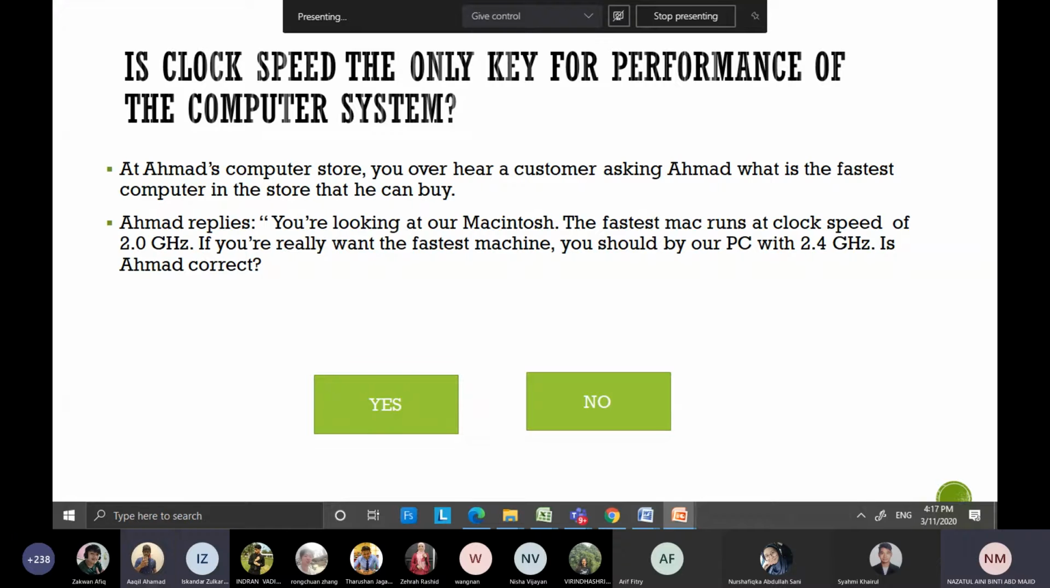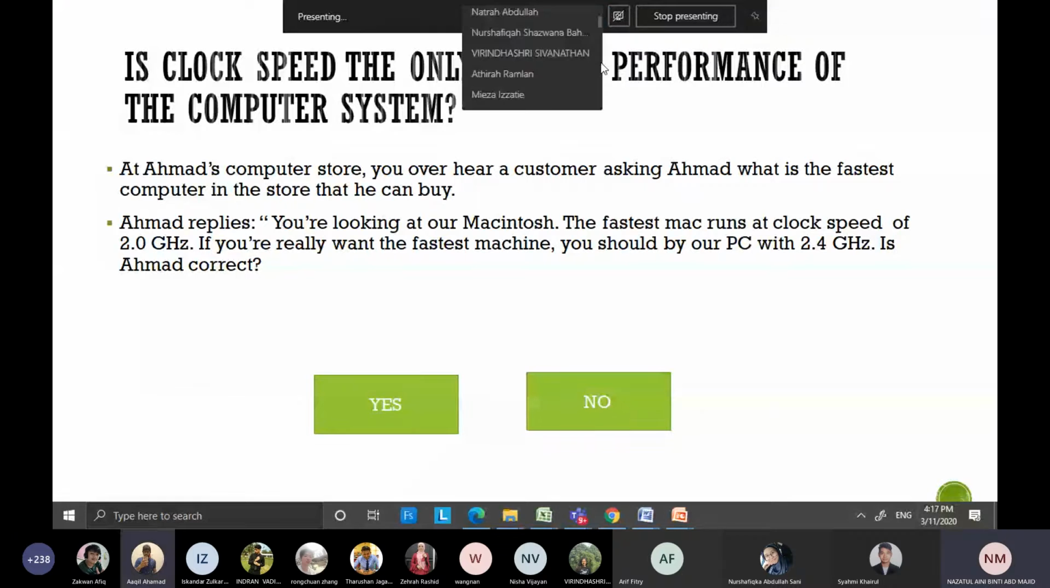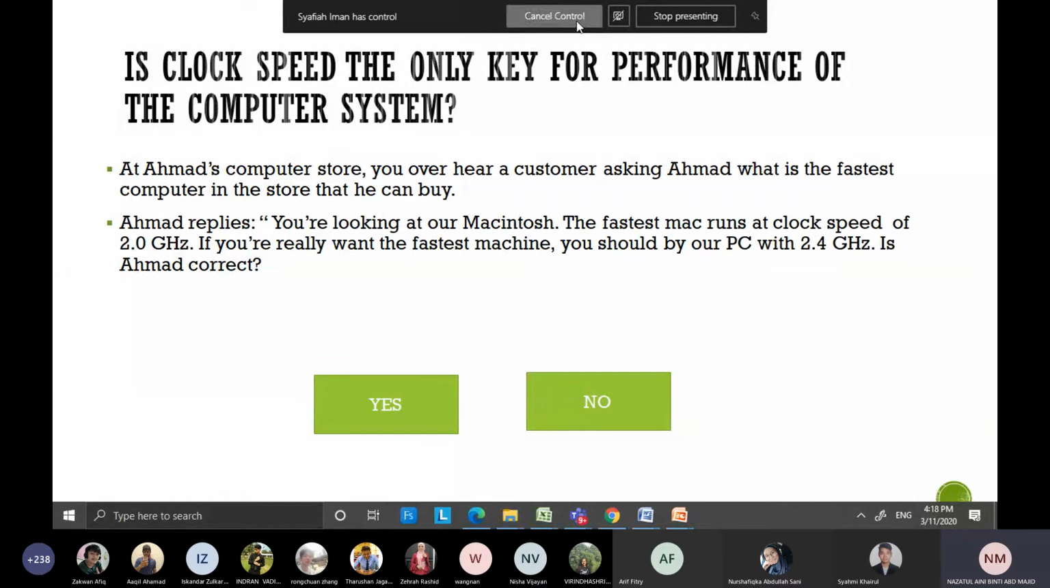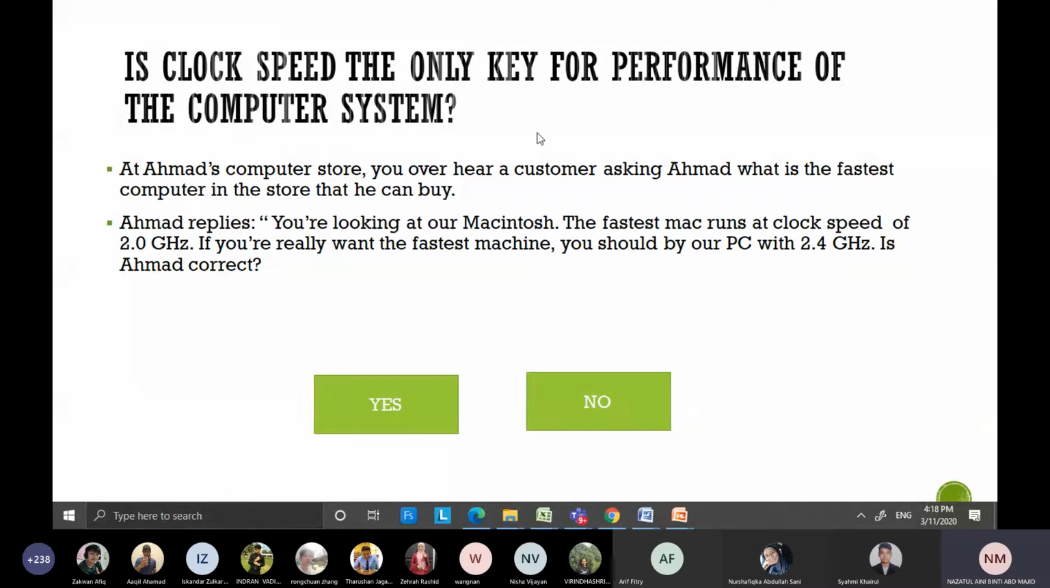Yes, yes. Yes or no? Maybe I call one name here. I will give it to Syafia. Are you here, Syafia? Alright, so yes or no? Yes. Just click there.